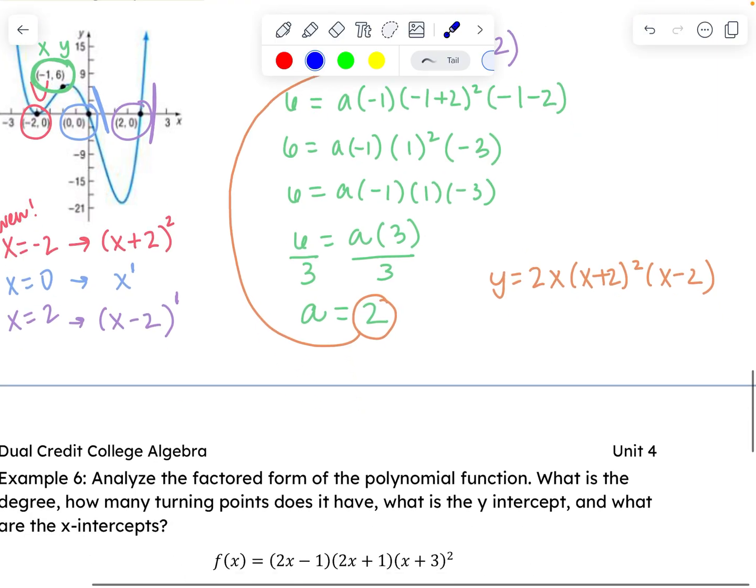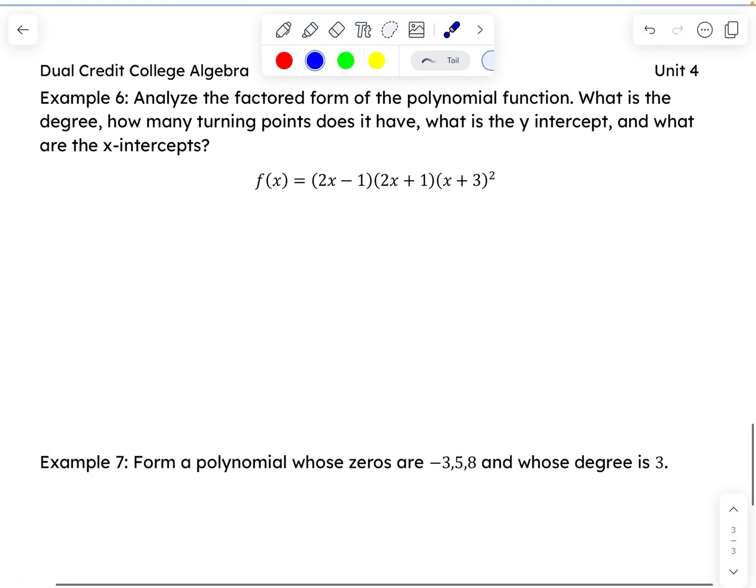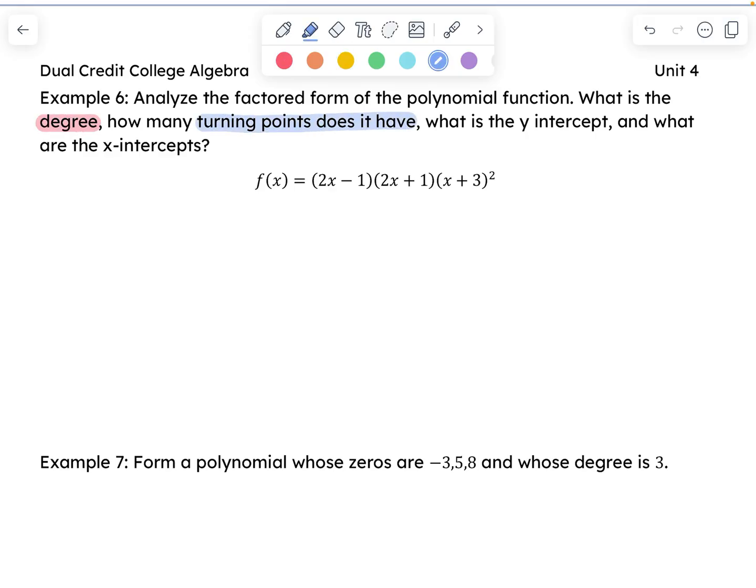And then we've got just a couple more here. It says, analyze the factored form of the polynomial function. What is the degree? How many turning points does it have? What is the y-intercept? And what is the x-intercept? Or what are the x-intercepts?